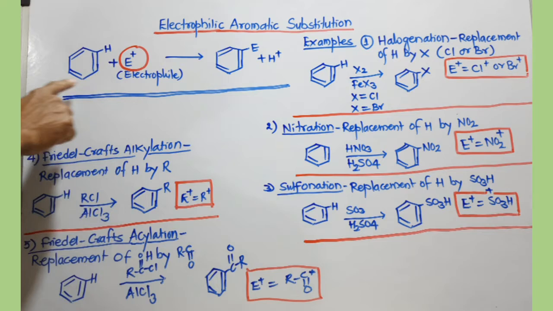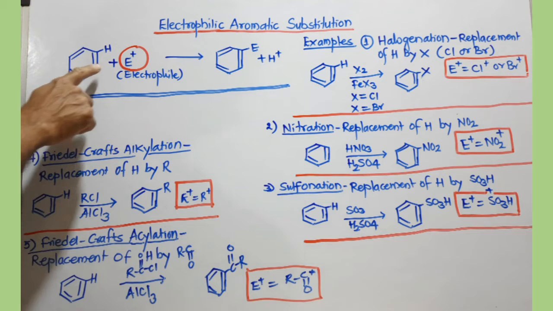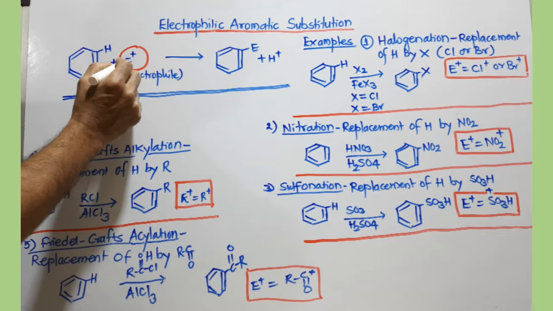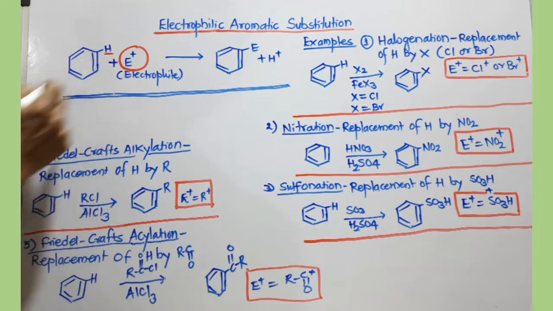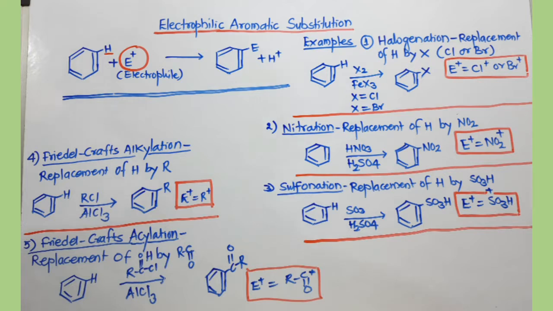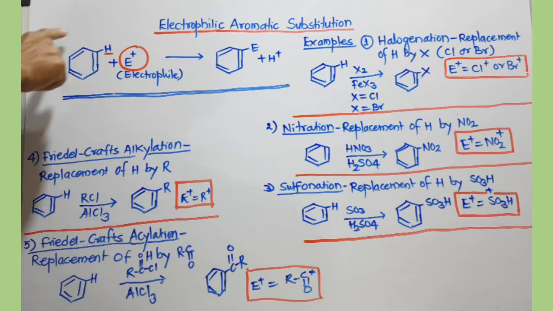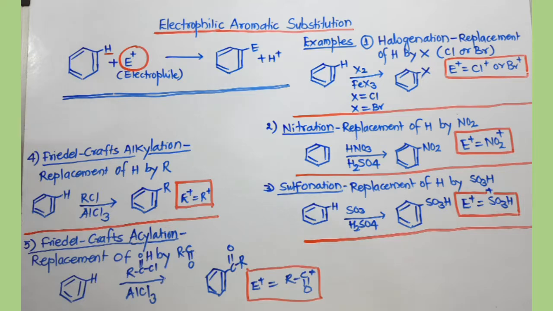When this reacts with the aromatic center, we have considered here a benzene ring where on each carbon there is a hydrogen. You have to select any one of these 6 hydrogens. What happens? Hydrogen is replaced with E. You can see here, E, the electrophile, is taking the position of hydrogen, and this reaction is called electrophilic substitution reaction. The replacement of hydrogen of the aromatic ring by the electrophile is called electrophilic aromatic substitution reaction.